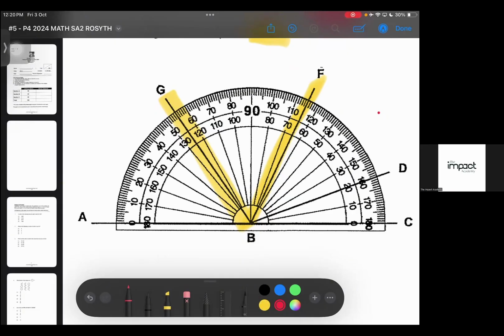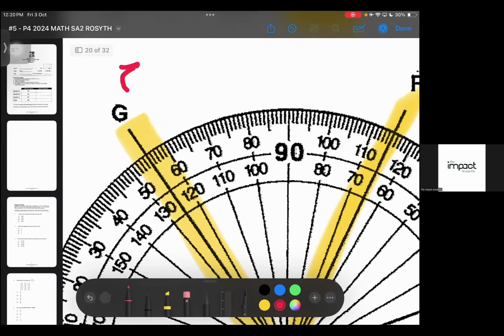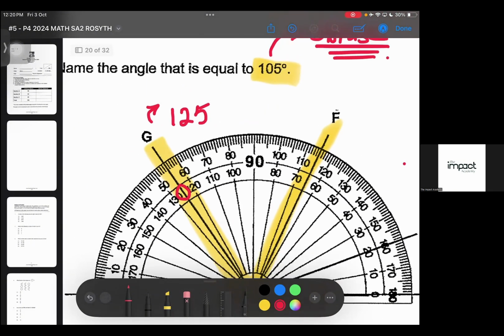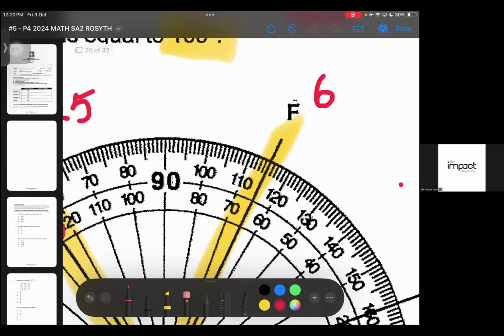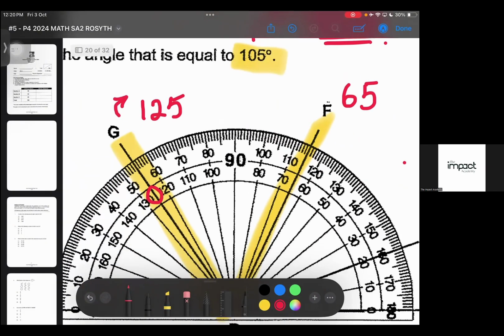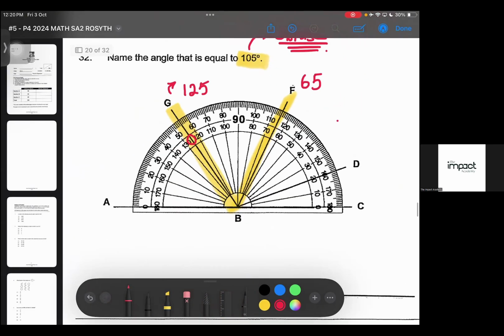Which one minus what? So you find out what is the angle over here first. G is sitting on what? 125. Isn't that true? All right. You can look at the one inside. Okay. Then the other one is sitting at what? I think it's 65, right? So 125 and 65. Okay, so 125 minus 65 is 60, right?